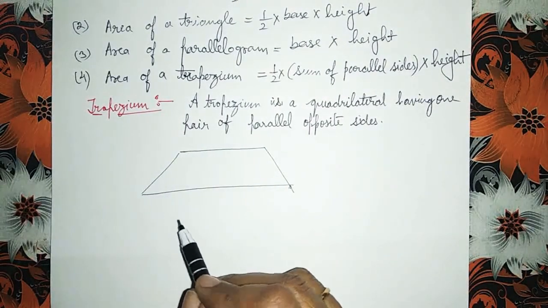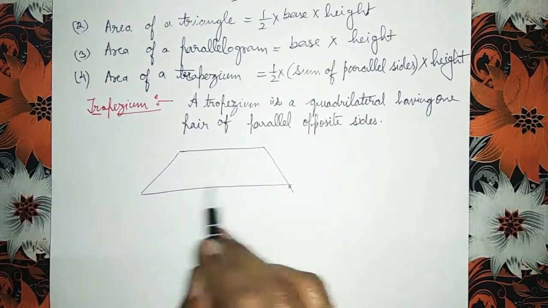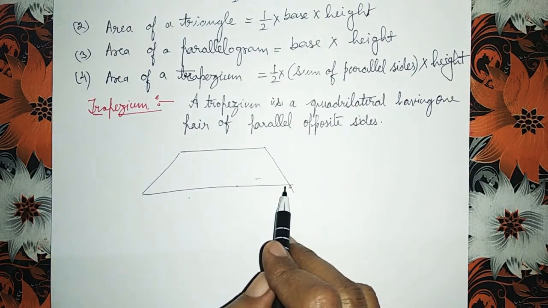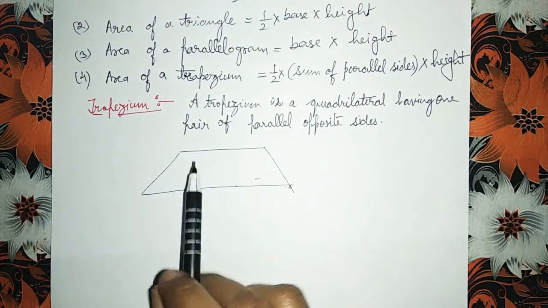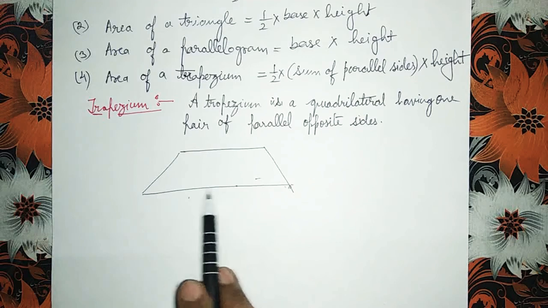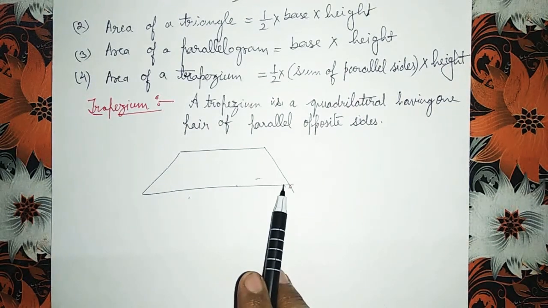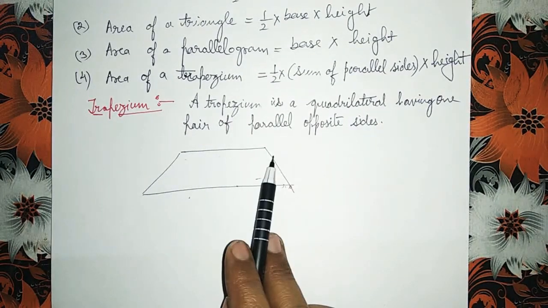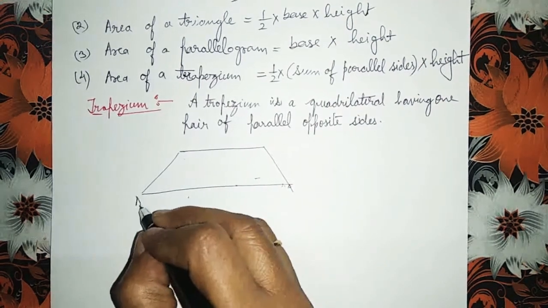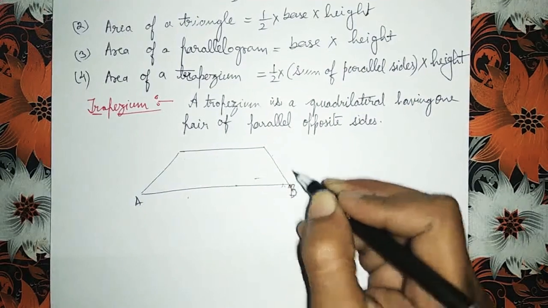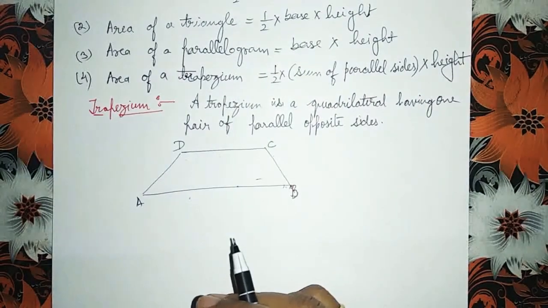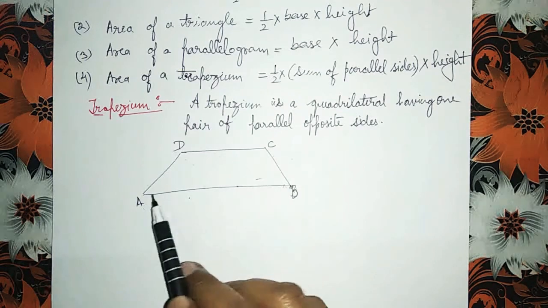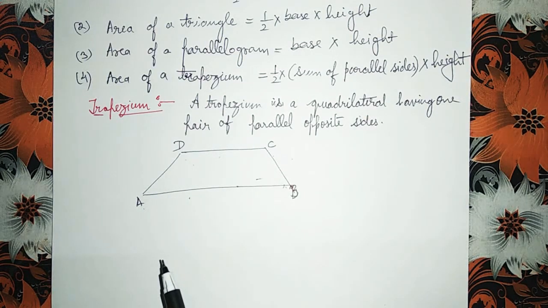In this figure, you can see these two sides are parallel and these two sides are non-parallel. Okay. So here, what is trapezium? A trapezium is a quadrilateral having one pair of parallel opposite sides. And each of the two parallel sides of trapezium is called base. Here I am giving name A, B, C, D. Okay. Here AB and DC are the bases of trapezium ABCD.